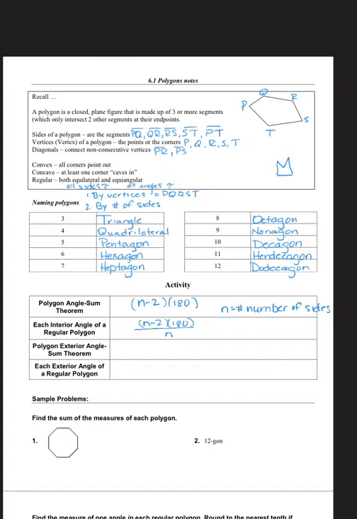Now, the exterior angles always add up to 360. So that one's easy. Always add to 360. And then if I want to find one exterior angle of a regular polygon, it's just 360 divided by n. So those are basically the formulas you need. Sum of the interior, n minus 2 times 180. Sum of the exterior is 360. If you want one of them, then you take the sum divided by n. So that's pretty much the straightforward way.